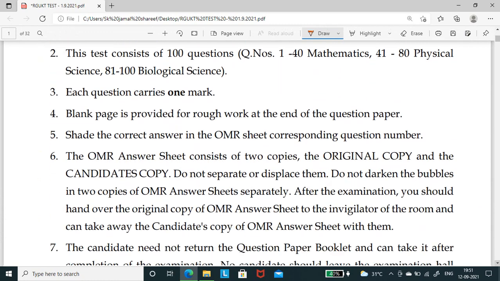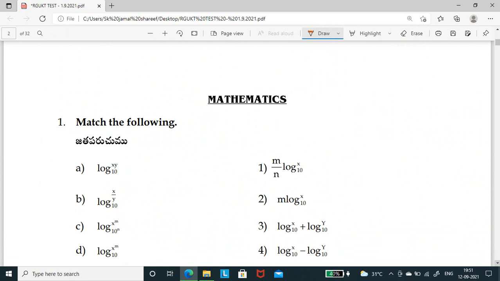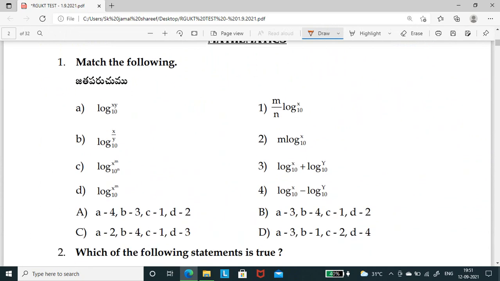We have already discussed the instructions in our earlier video. Let us see this revised model paper. See question number one. This is a matching type question. There are different models of questions which will be given in your examination, so you need to follow all these models. The same model questions will be given in your examination.